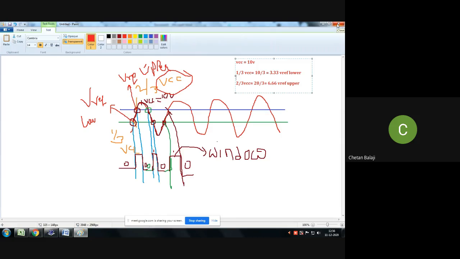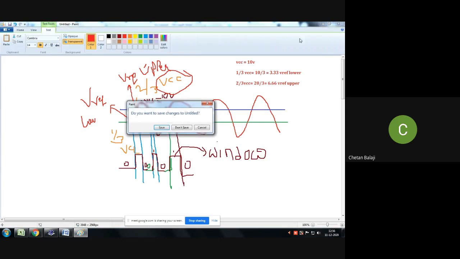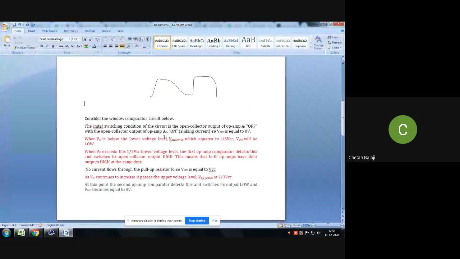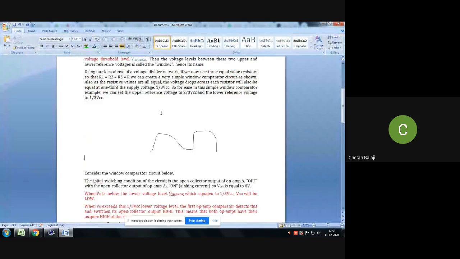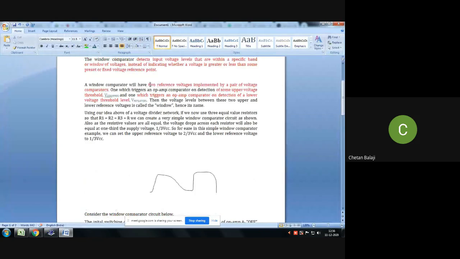All right, let's close this. That's what I told you here. Look here. It compares two reference voltages. It detects the input voltage that is within a specific band. The specific band is between 3.33 and 6.6. It detects that the input is within this band. That is how we have to understand this experiment.